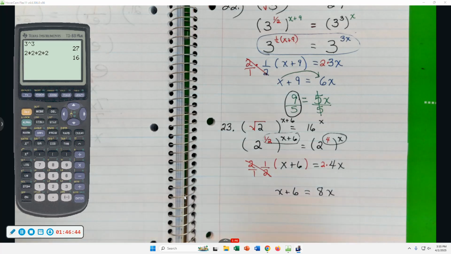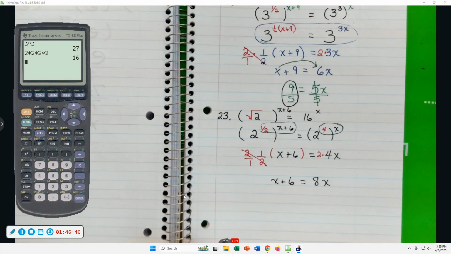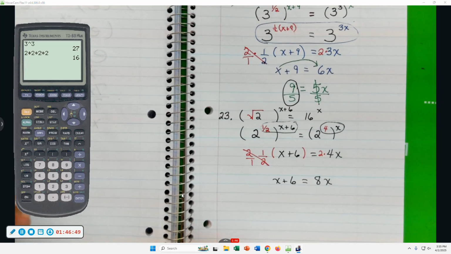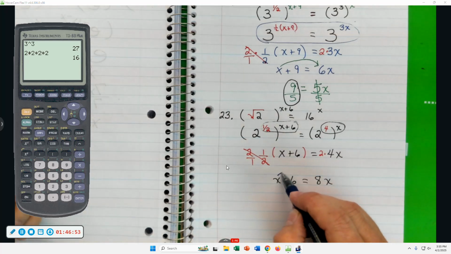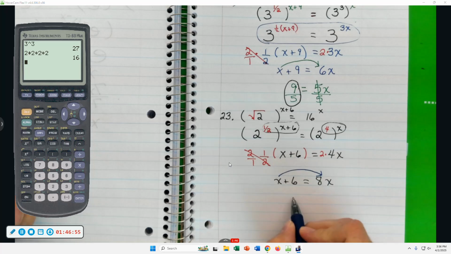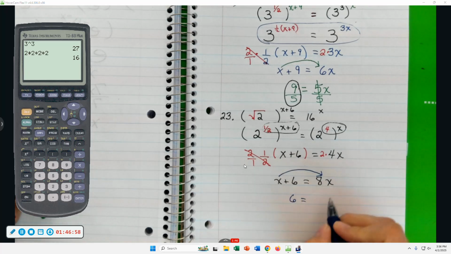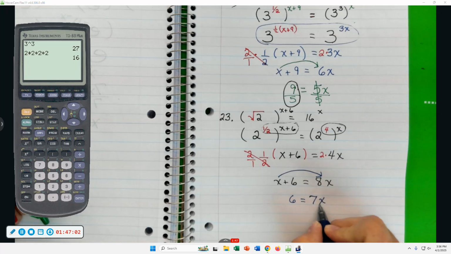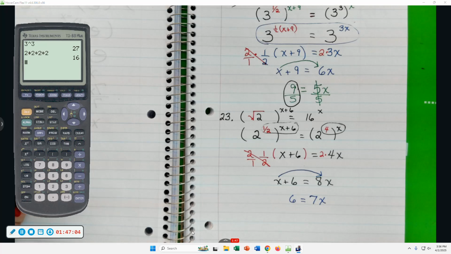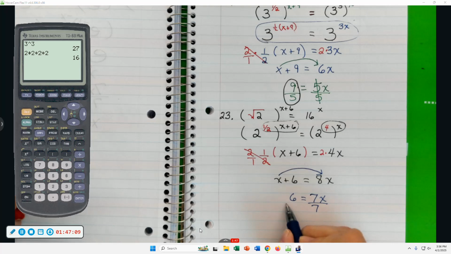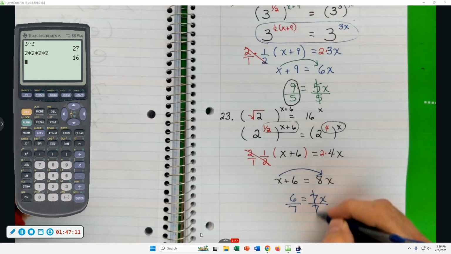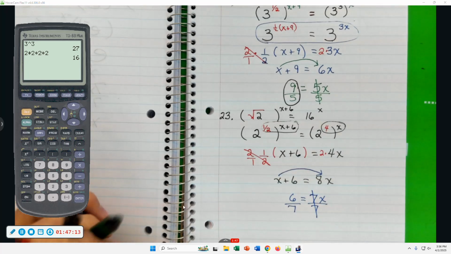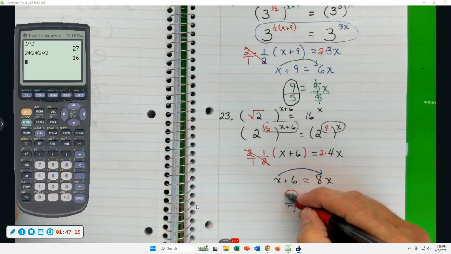Any questions up to this part? Because the hardest part is yet to come. What am I going to do? Subtract x from both sides. I have 6 equals. What has he got here? 7x. 8x minus 1x is 7x. And then divide by 7. So 6 over 7.